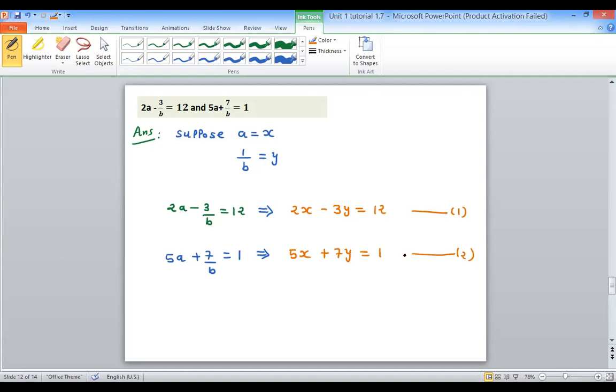I want to eliminate the y. So what is the procedure to eliminate the y variable? Anyone? No one. Very good.